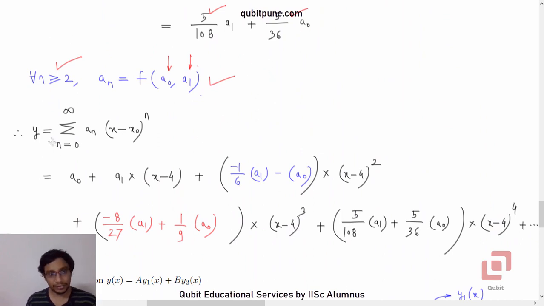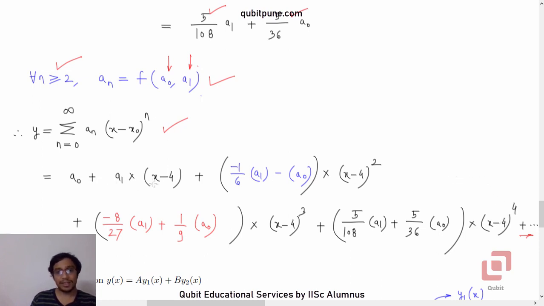Let's go to the original solution, the power series: summation n going from 0 to infinity an into x minus x0 to the power n. This is the assumed power series. What we will now do is expand it till the 4th power, because we know what a4 is. It doesn't mean that we cannot find a5 and a6. We still can, but for representation purposes, let us stick to the terms till the 4th power.